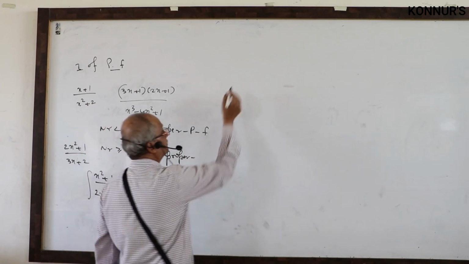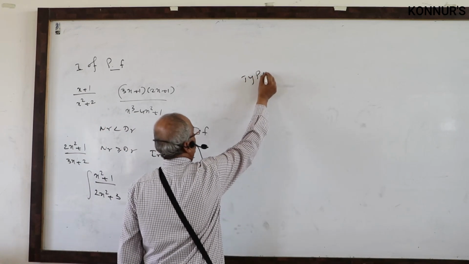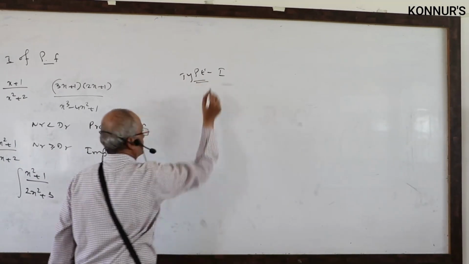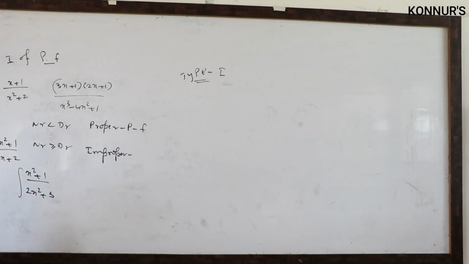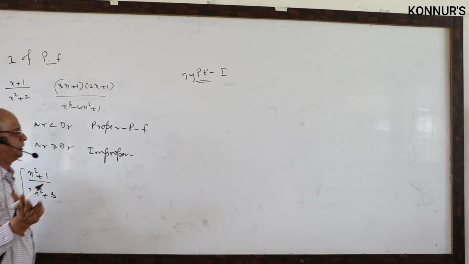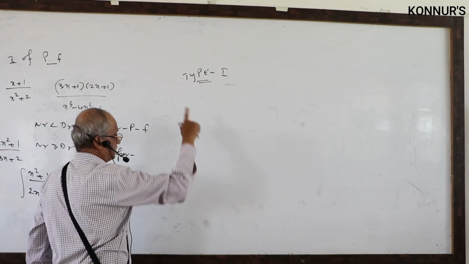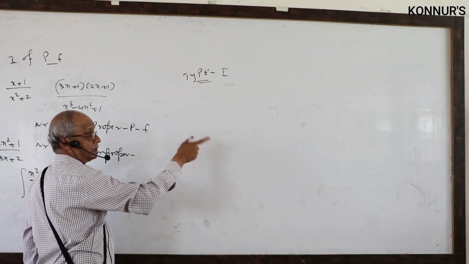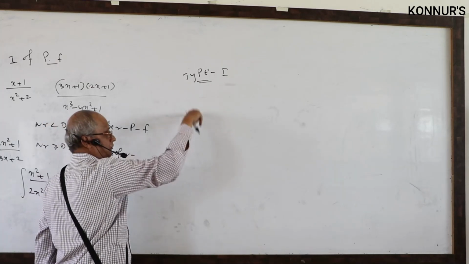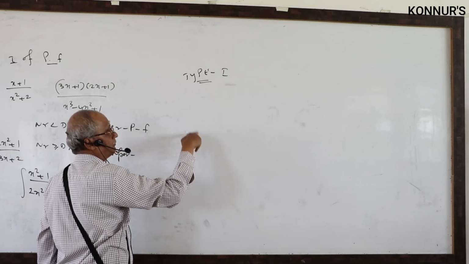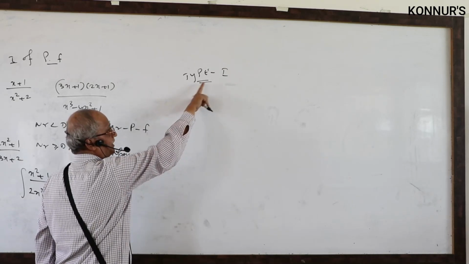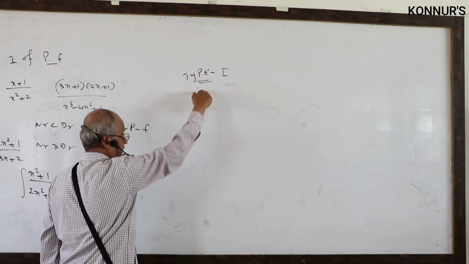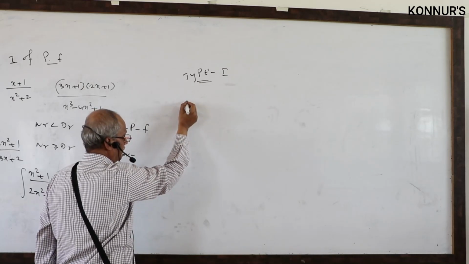Now we are going to the proper partial functions. There are types, three. More are there, but three are very useful. Out of three, types 1 and 2 are very much guaranteed in every entrance exam. Even in the NDA exam, 1 and 2 will definitely be given. Every year they are repeating. What is the meaning of type 1, 2, 3?